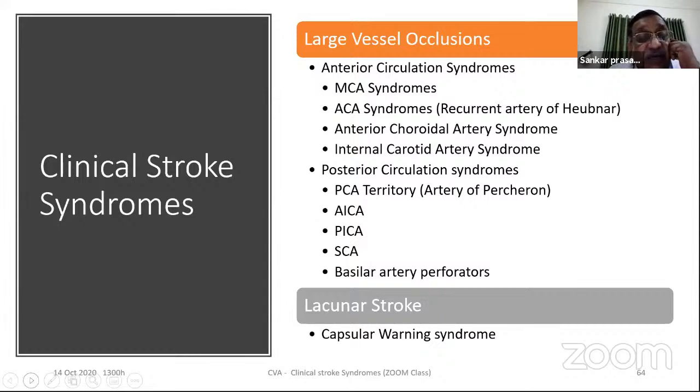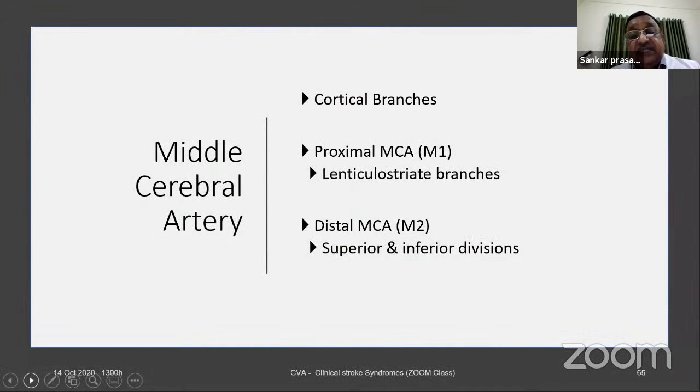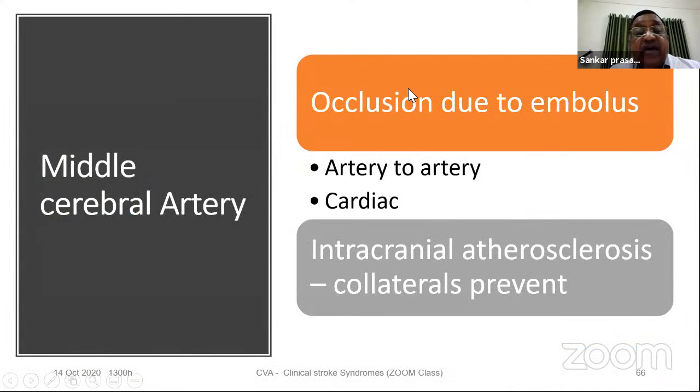We try and remember whatever we learned so far about the brain functions, and try and identify the vessel disturbances. The MCA is divided into cortical branches. Proximal MCA is called M1, which will give rise to lenticulostriate branches. Distal MCA, M2, has superior and inferior divisions. This can be occluded due to an embolus. It could be artery to artery, or it could be cardiac, or it could be because of intracranial atherosclerosis, where collaterals will prevent some damage.